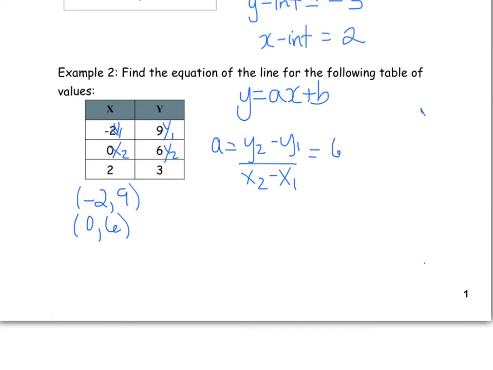So I have 6 minus 9 divided by 0 minus 2. That gives me negative 3 over negative 2. And we can reduce that to 3 over 2. Okay, so that's my slope.